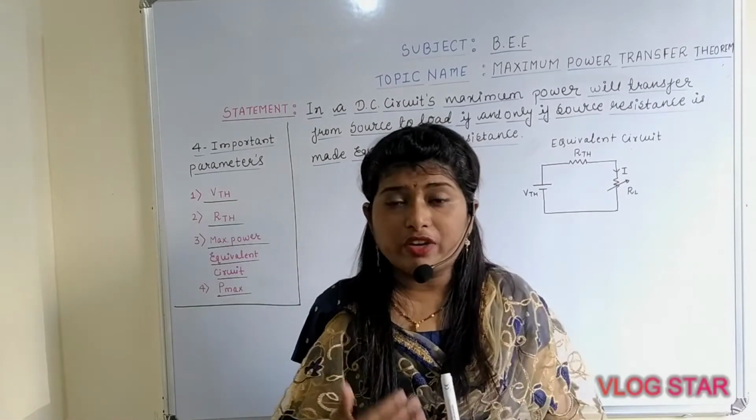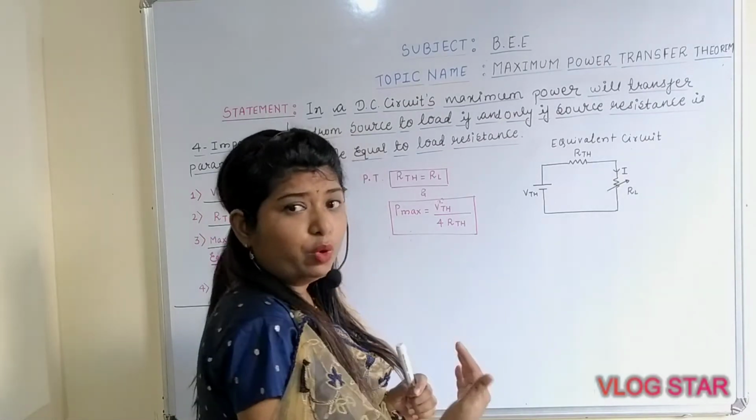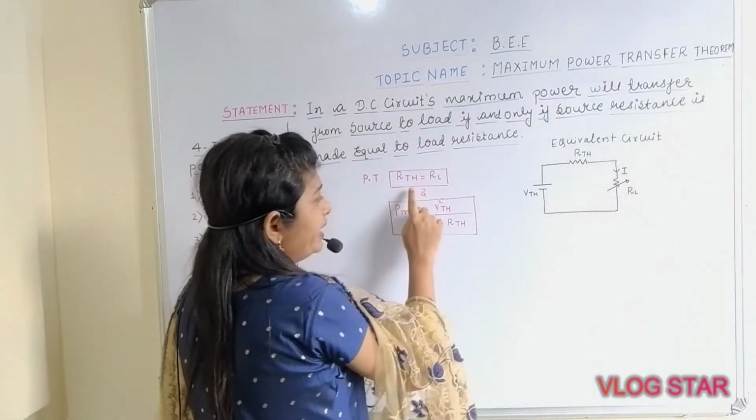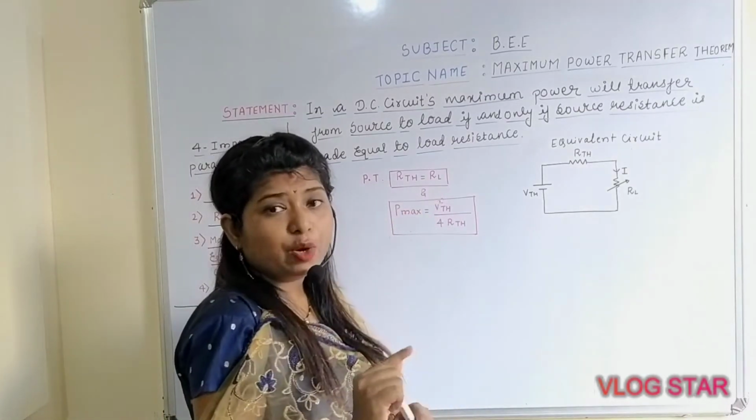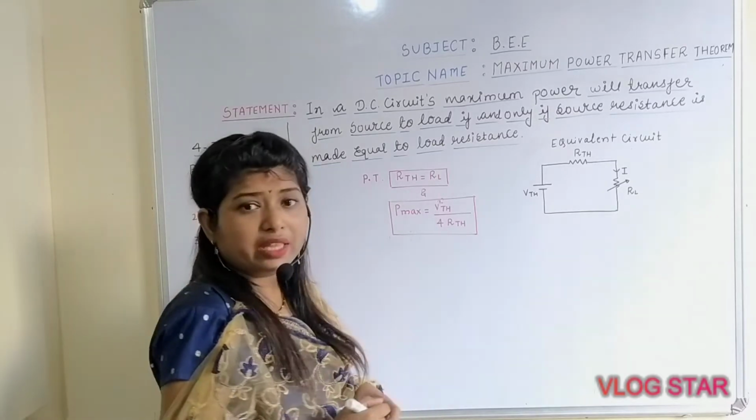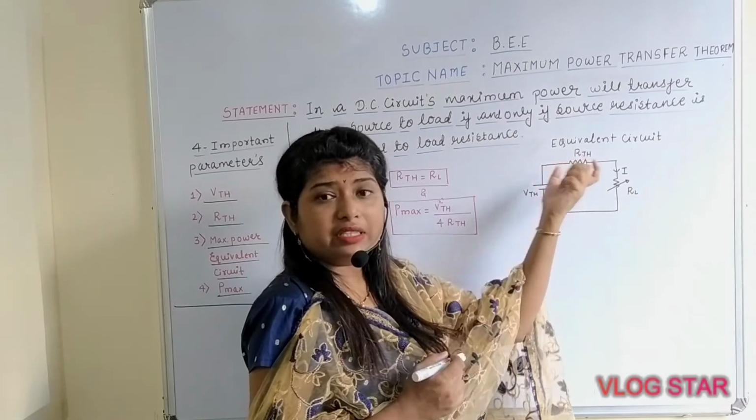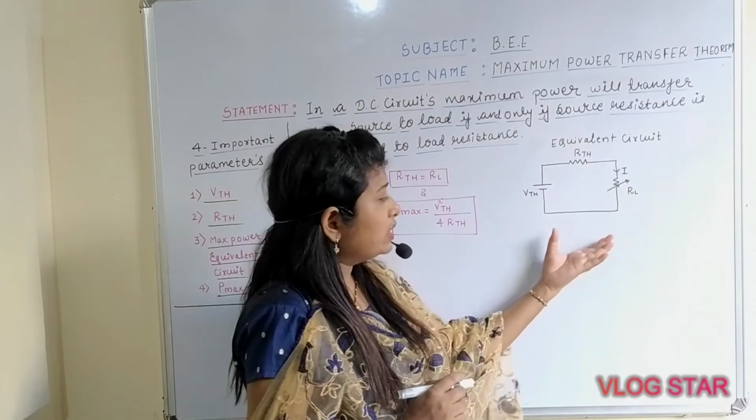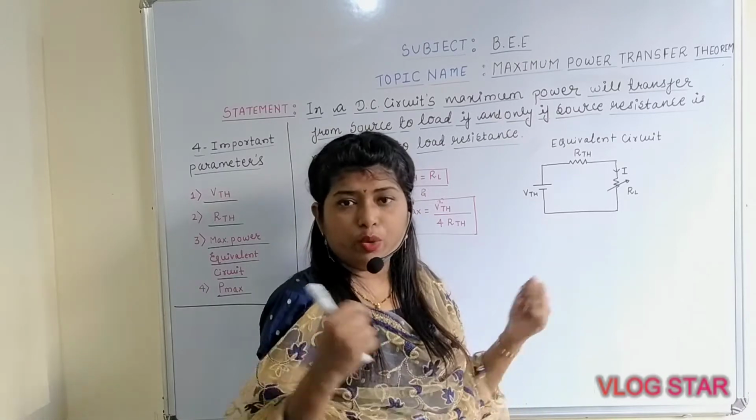In today's lecture, we are going to perform the derivation. So what do you need to prove? Prove that RTH is equal to RL and maximum power is equal to VTH square upon 4 RTH. Let's begin with the proof. First you need to draw the maximum power theorem equivalent circuit. So this is the equivalent circuit. With the help of this circuit you need to proceed.